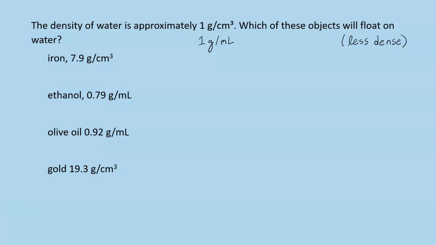So iron, because it has a larger density compared to water, is not going to float, it's going to sink. And the same for gold. Again, much larger density compared to water, and so that will sink as well. But ethanol and olive oil both have densities less than 1, and so those two are going to float. So when you're asking about floating or sinking, you're just asking about less dense or more dense compared to the liquid that it's in.